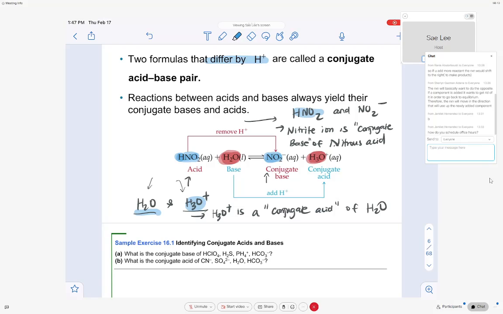Between nitrous acid and nitrite ion, which one has more protons? Nitrous acid has more protons, okay? So nitrous acid has one more available proton to donate or lose or give up. So this is an acid, okay? So if you're unsure which one is a base or which one is an acid, you need to consider the number of protons they have in the conjugate acid-base pair.